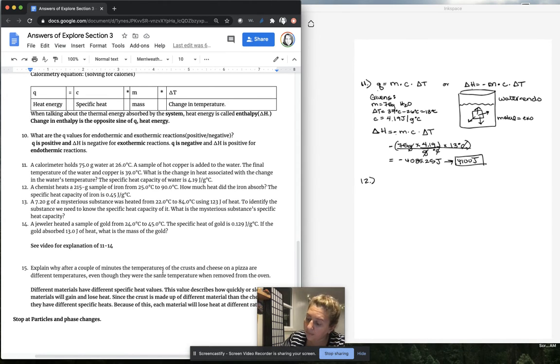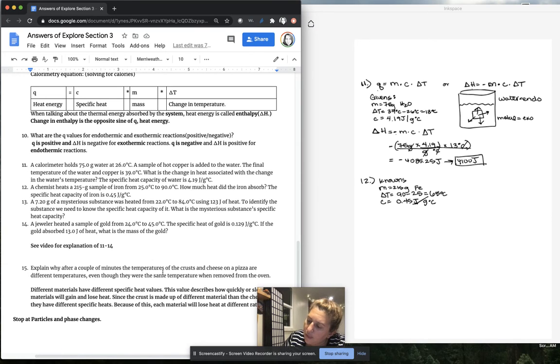So in this problem again, I like to write out what are my knowns, right? My knowns, I have mass is equal to 215 grams of iron. Iron symbol is Fe. My delta T is going to be equal to 90 minus 25, which is going to get me 65 degrees Celsius. And then the C value that they give me is 0.45 joules per gram degrees Celsius.